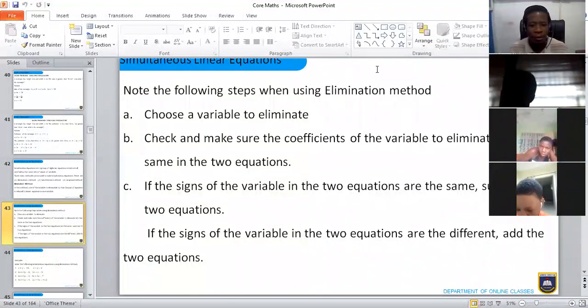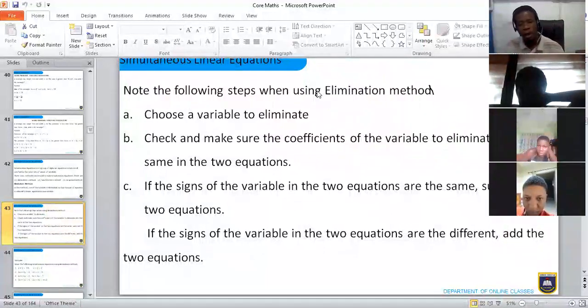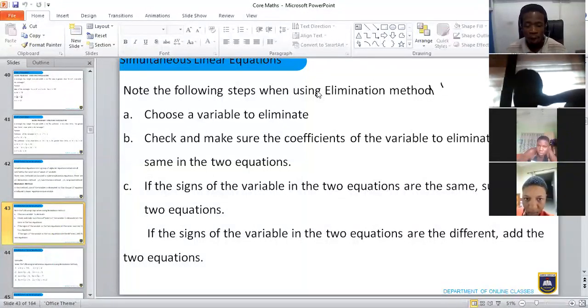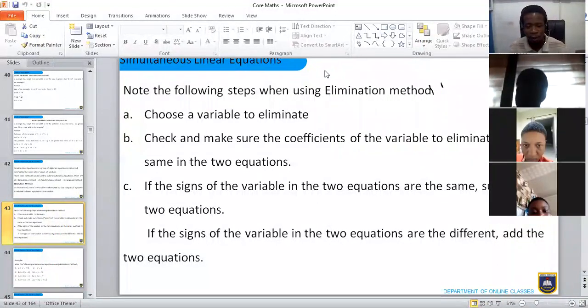Now, whenever we meet a simultaneous equation question and we want to solve it using the elimination method, there are some few steps that we need to consider. One, you have to choose a variable that you want to eliminate. We have equations where we have x and y in them. You decide whether you want to eliminate x or you want to eliminate y.